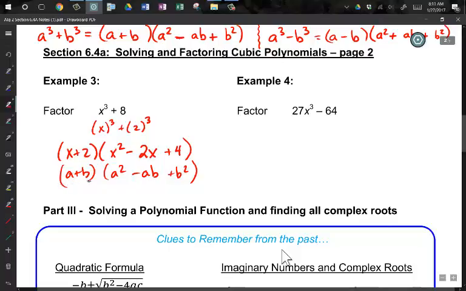A plus B? Yeah, should be. No, because this is the factored form of this up here. Because a times a squared is a cubed. All right, let's look at the second one.